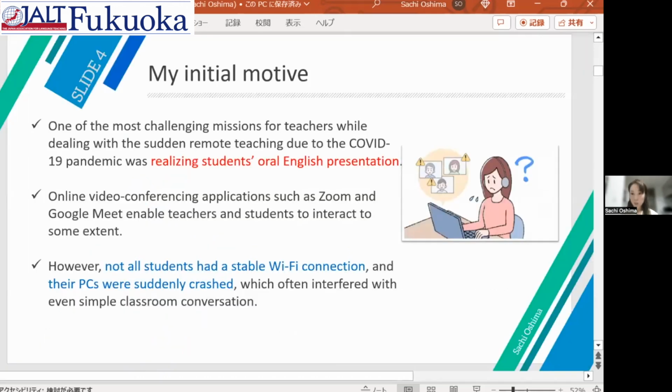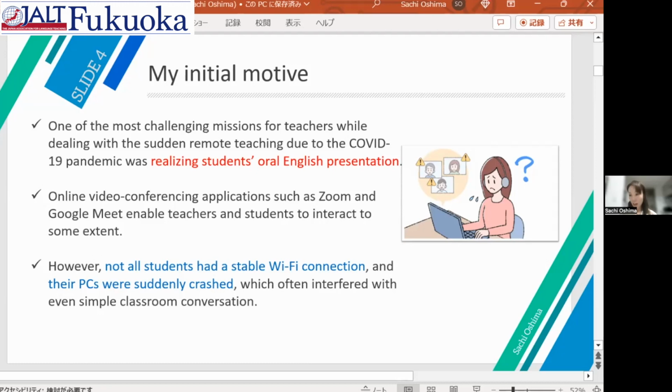This is actually the research, and my initial motive for this research was that one of the most challenging missions for teachers while dealing with the sudden remote teaching due to the COVID-19 pandemic was how to realize students' overall English presentation. Now I'm talking to you from Tokyo, and I hope my Wi-Fi connection will be okay.